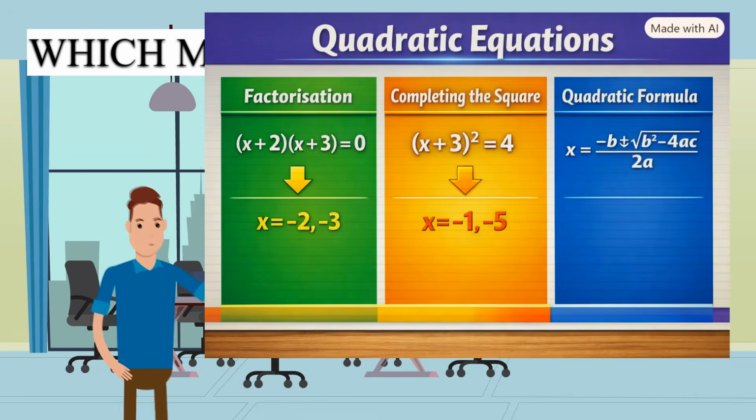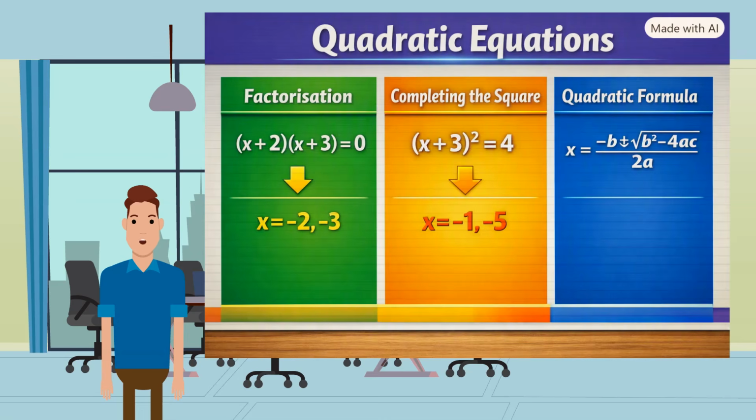Let's recap. There are 3 important methods for solving quadratic equations. Factorization breaks the quadratic into 2 factors. Completing the square rewrites the quadratic as a squared expression. And the quadratic formula provides a method that works for any quadratic equation. Master these 3 methods, and you'll be well prepared for quadratic equations in your IGCSE Mathematics exam.